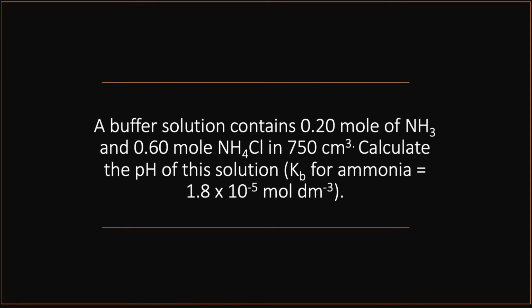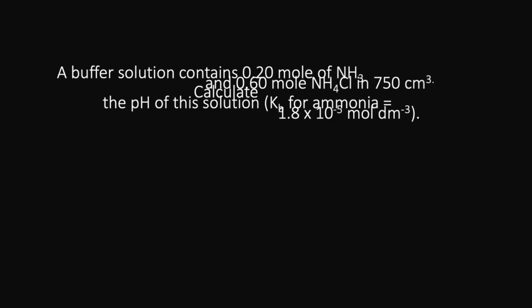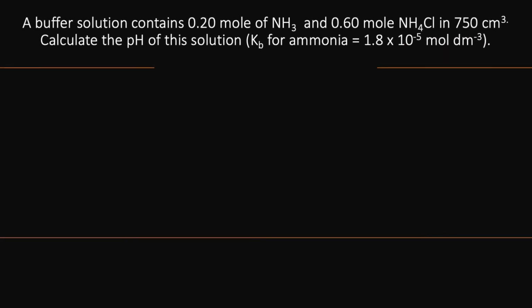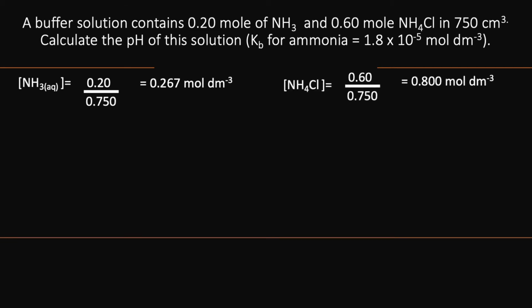Okay, we're now going to look at a basic buffer, an alkaline buffer. So we've now got 0.2 moles of ammonia and 0.6 moles of ammonium chloride, and they've been added to 750 cm³. So let's have a look at how we do this. First of all, we'll work out our concentration of ammonia, and we can also work out our concentration of ammonium ions, which would be the same as our concentration of ammonium chloride.